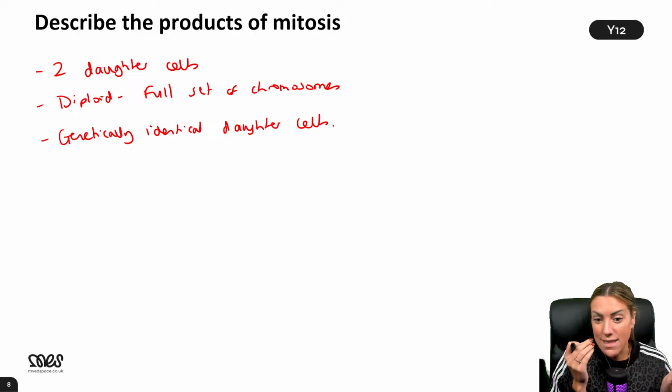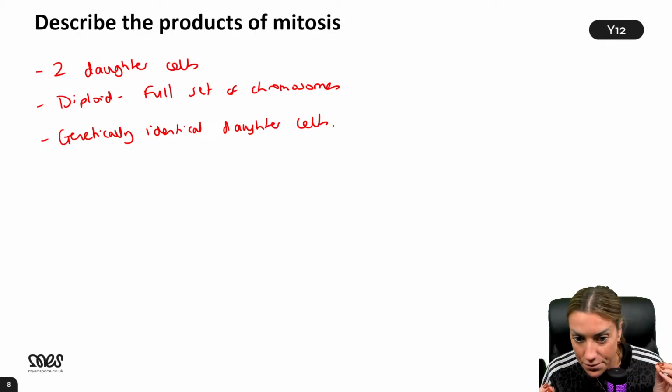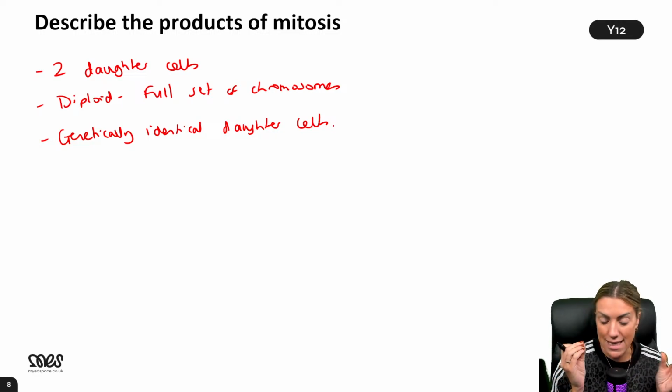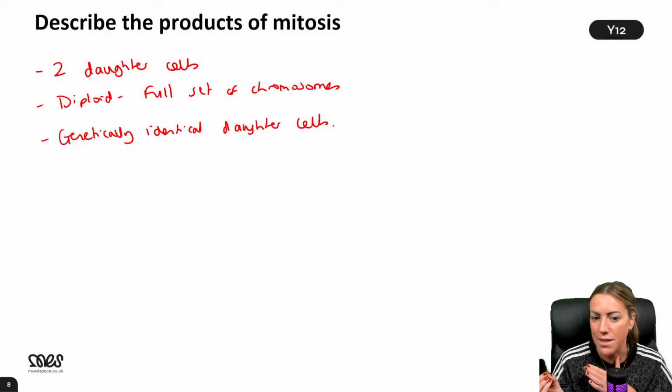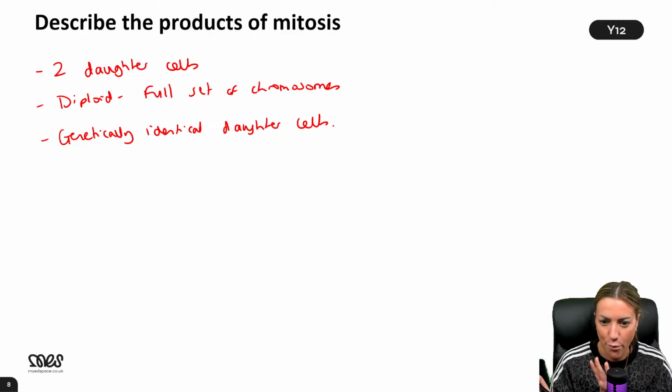Okay, whereas what you're saying, Suranshu, is meiosis. Meiosis makes haploid cells, 4 non-identical haploid cells. That would be meiosis, not mitosis. Mitosis makes 2 diploid, genetically identical cells. Okay, so that's our end products. And as we've already said, these cells are used for growth, replacing cells, and repairing tissues.